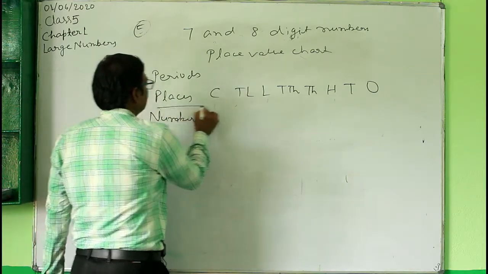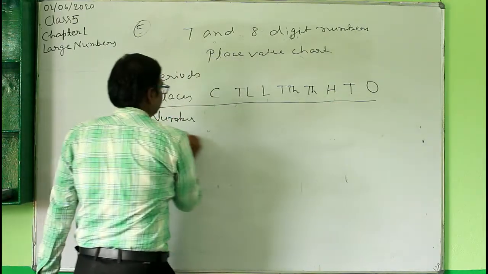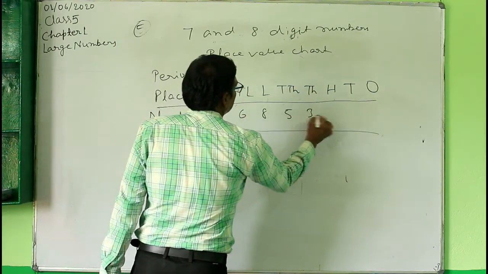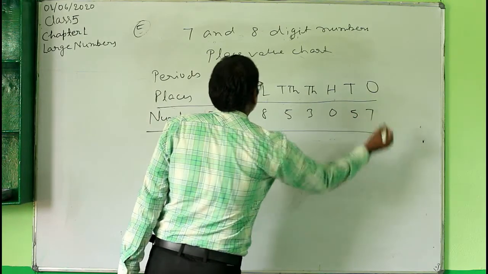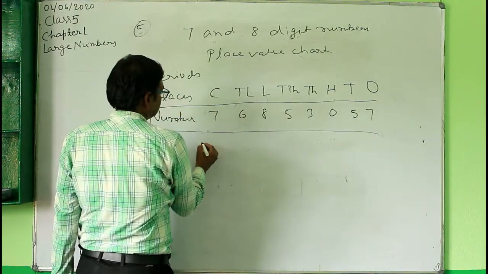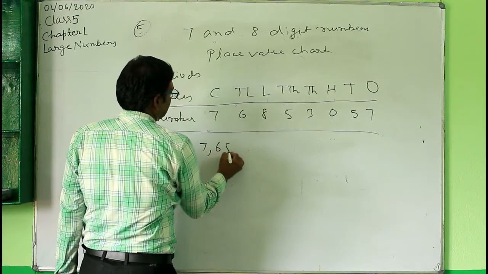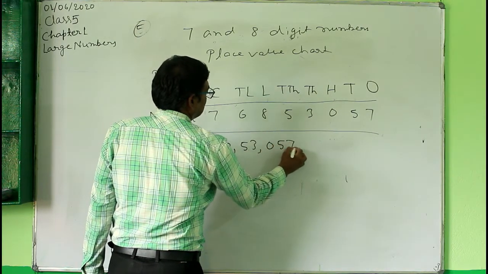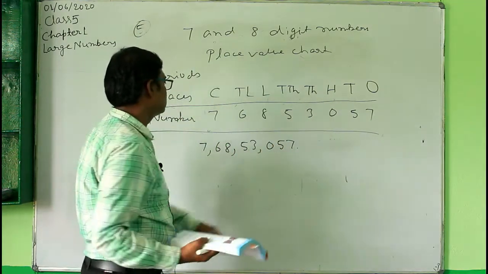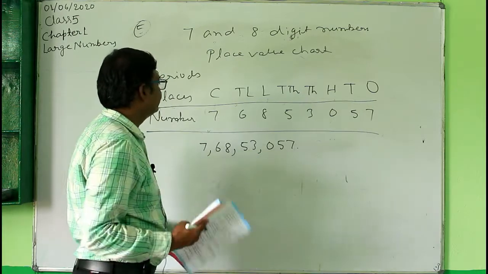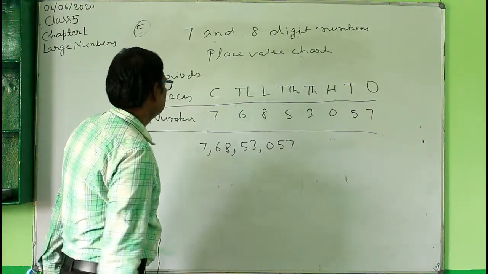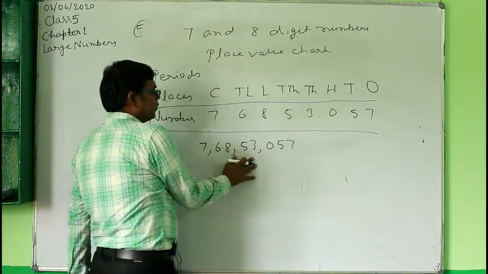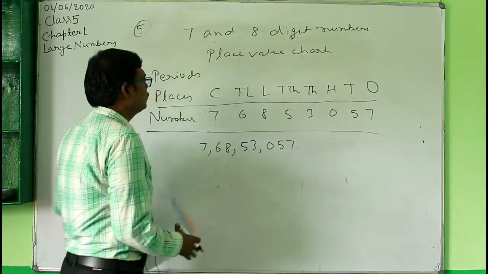And if you have any number, for example, suppose the number is 7, 6, 8, 5, 3, 0, 5, 7. In this case, we will read it as 7 crore 68 lakh 53,000 and 57. This is an 8 digit number. So this is 7 crore here, 7 crores 68 lakhs 53,000 and 57. So you have to remember this.